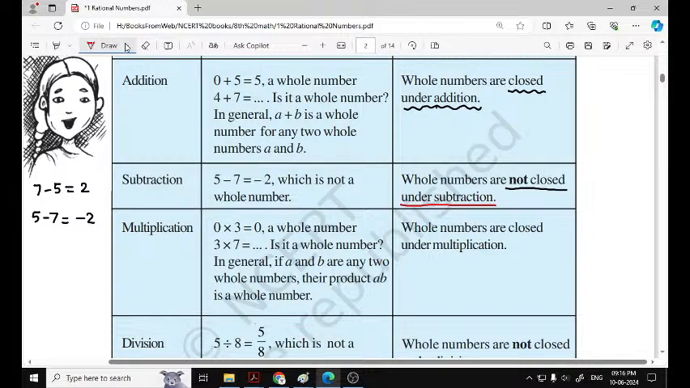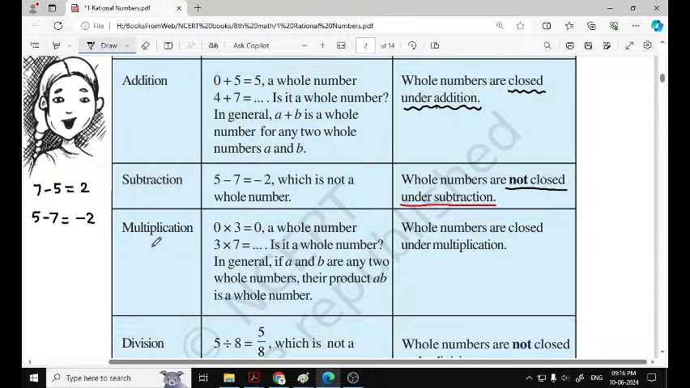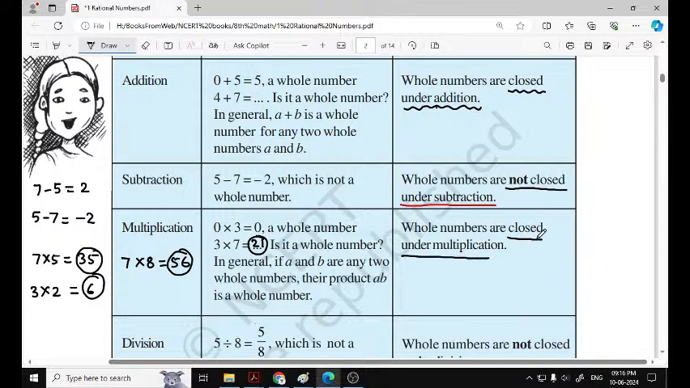Now let us find out the closure property for multiplication. 7 into 5 is 35. 3 into 2 is 6. 7 into 8 is 56. 0 into 3 is 0. 3 into 7 is 21. Observe, these all are whole numbers. Therefore, whole numbers are closed under multiplication.